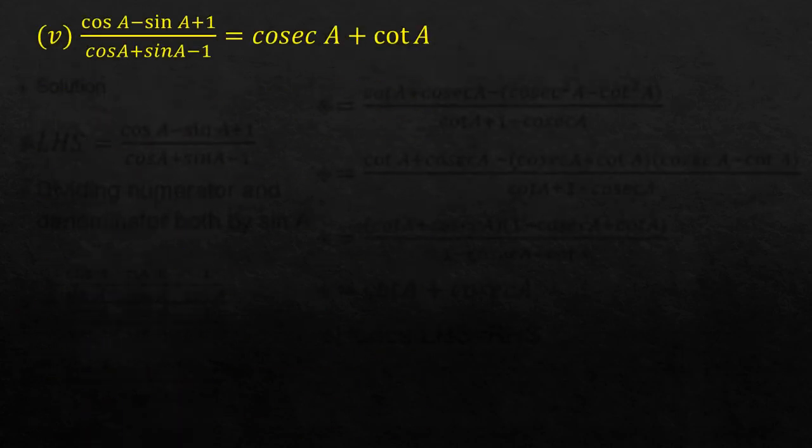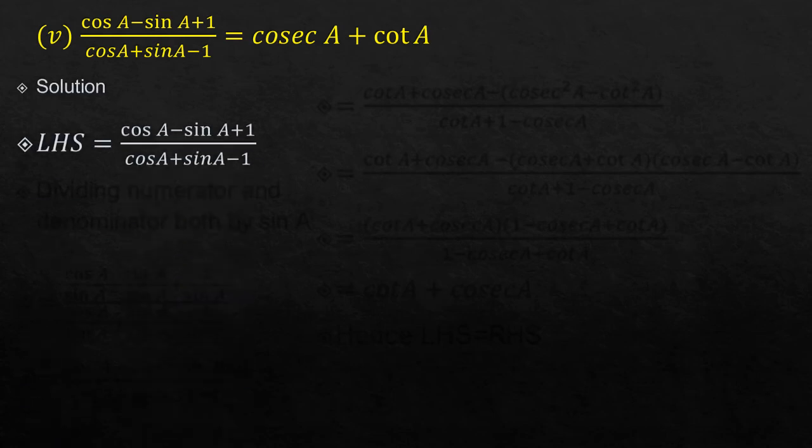cos a minus sin a plus 1 upon cos a plus sin a minus 1 is equal to cosecant a plus cot a. So students, this is a little bit different question. You have to do this sum very carefully and watch the steps. Okay, so let us start the solution.